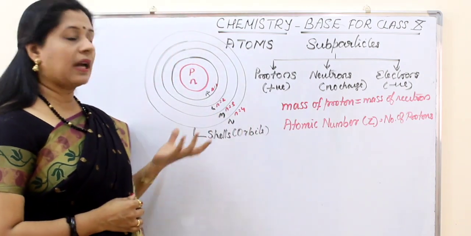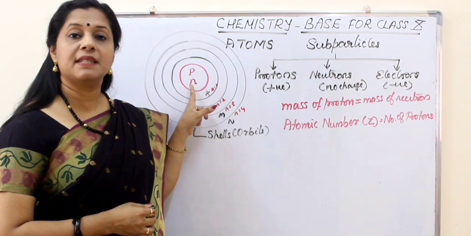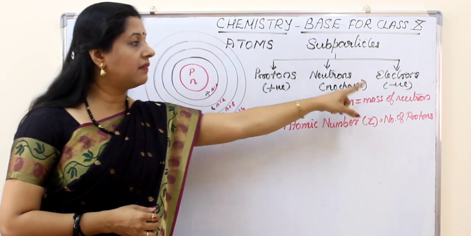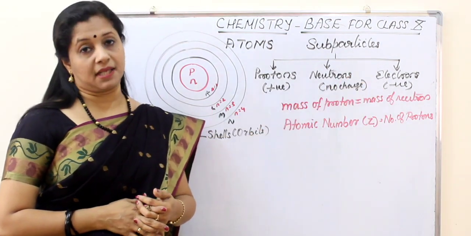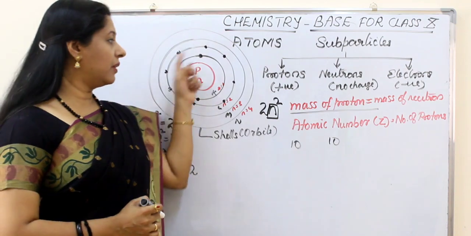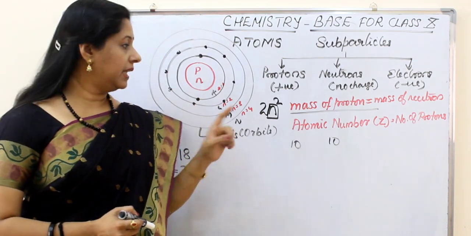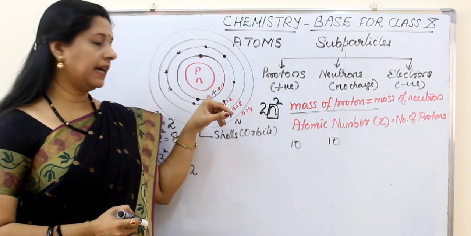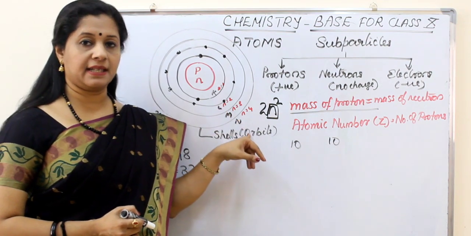Now mass: the mass of an atom is calculated as the mass of protons plus the mass of neutrons, which are situated in the nucleus. Why are we not considering electrons for that? Because electrons have negligible mass. In order to calculate the number of electrons that can be accommodated in each orbit, we have got an equation, 2n square. n represents the energy level. We know K has an energy level 1, L has 2, M has 3, N has 4.